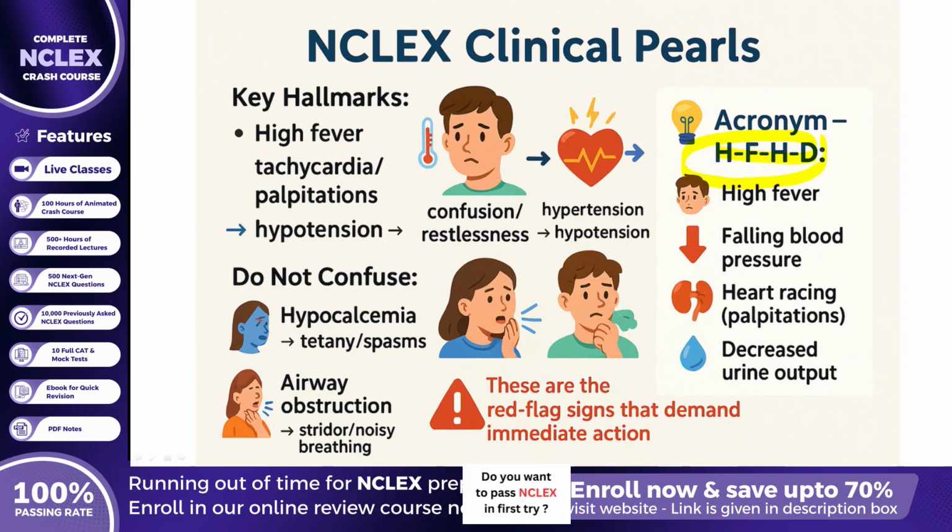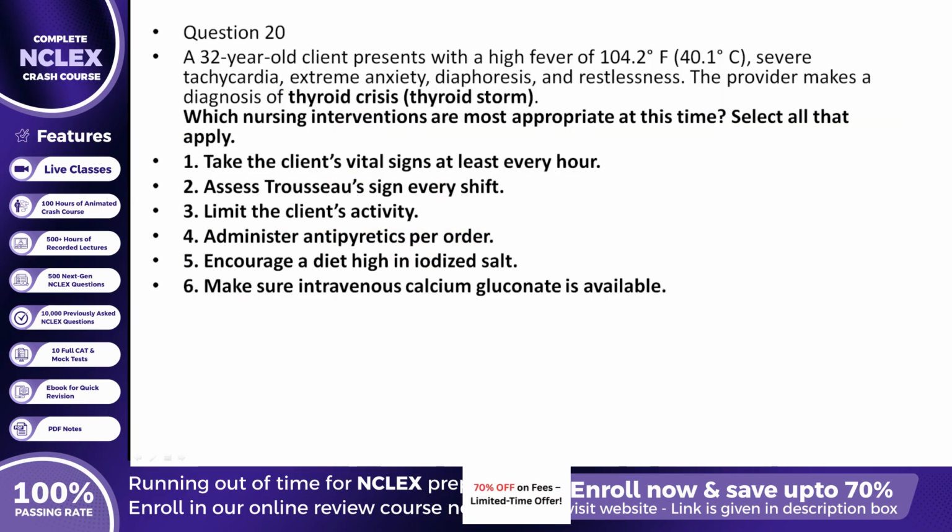Now, let us move into another life-saving scenario that tests both knowledge and quick nursing judgment. A client has developed an acute thyroid crisis following a subtotal thyroidectomy, which is a true endocrine emergency caused by a sudden surge of thyroid hormones. This leads to profound hypermetabolism, cardiovascular instability, and dangerous hyperthermia. The critical question is, which nursing interventions are most appropriate at this time? Here are the possible options.